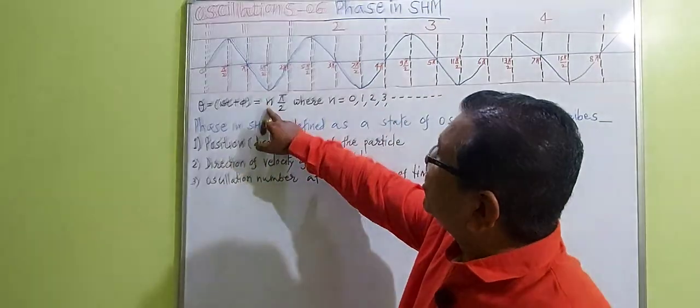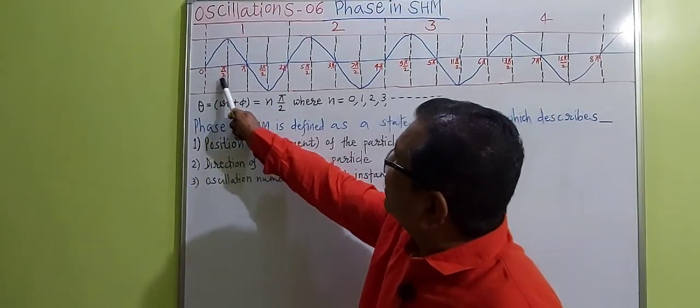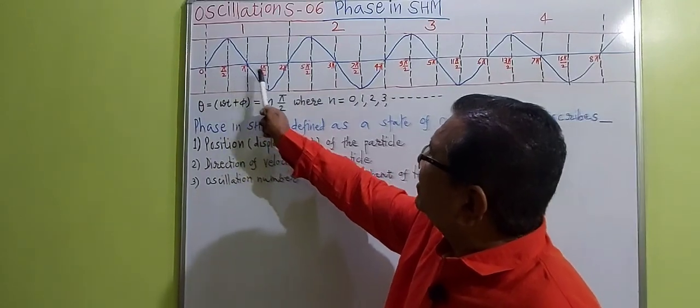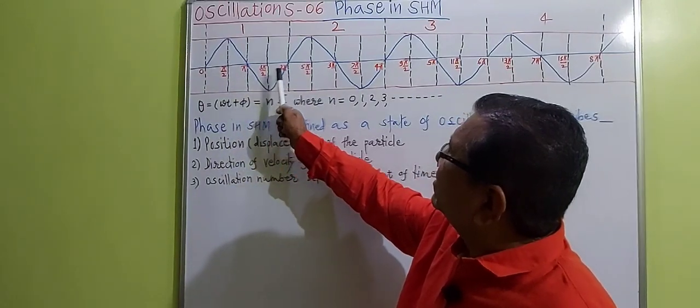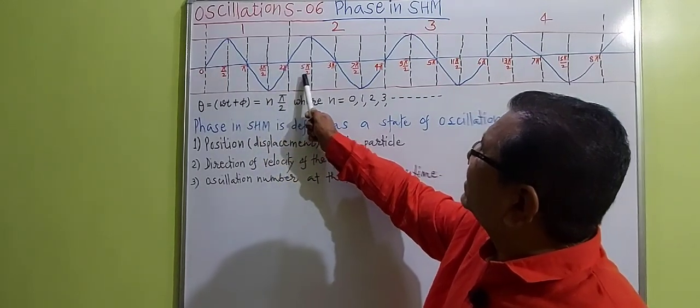So put 0 here: 0 pi by 2, we get 0. 1 pi by 2, we get pi by 2. 2 pi by 2, we get pi. 3 pi by 2 as it is. 4 pi by 2, we get 2 pi. 5 pi by 2 as it is.